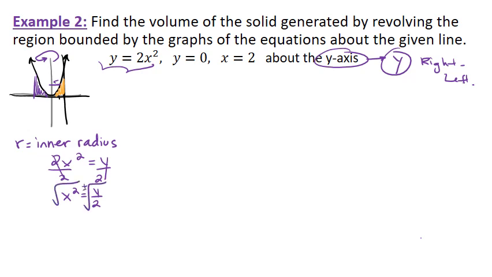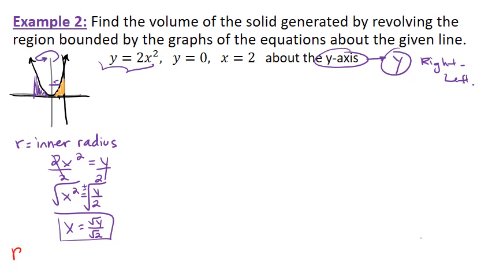And remember, technically there should be a plus or minus. So x is equal to the square root of y over the square root of 2. Or you can simply write it as the square root of y over 2. Now I'm only interested in this positive part, so that's why I've omitted this. And again, everything needs to be in terms of y. That's why I rewrote this function. So this is the function that I'm going to be using for my inner radius.